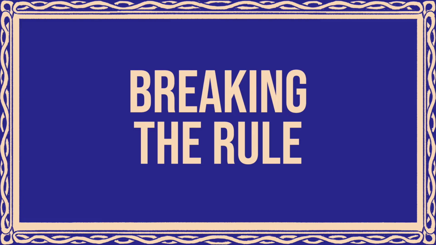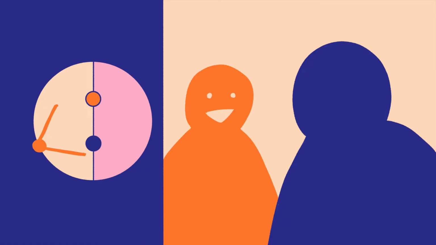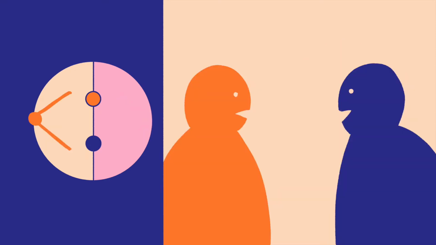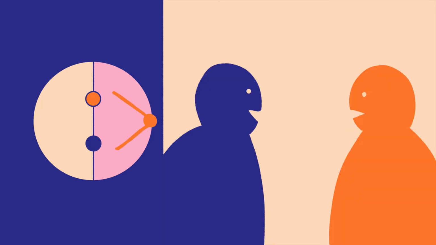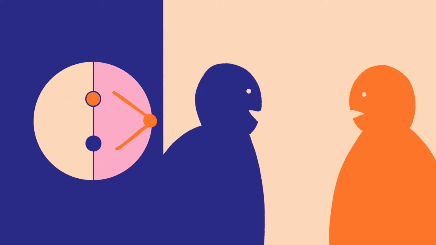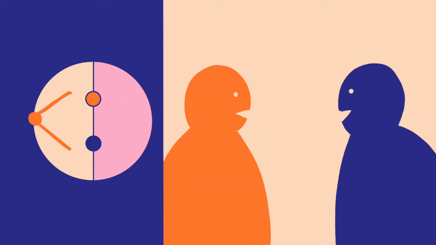Breaking the rule. So far we've demonstrated how to follow the rule, but what happens if we break it? If we cross a line in between cuts, the characters will appear to swap places with each other. That can create a moment of confusion for our audience and prompt them to ask some questions. Did the characters swap places in between shots? How did we get here?